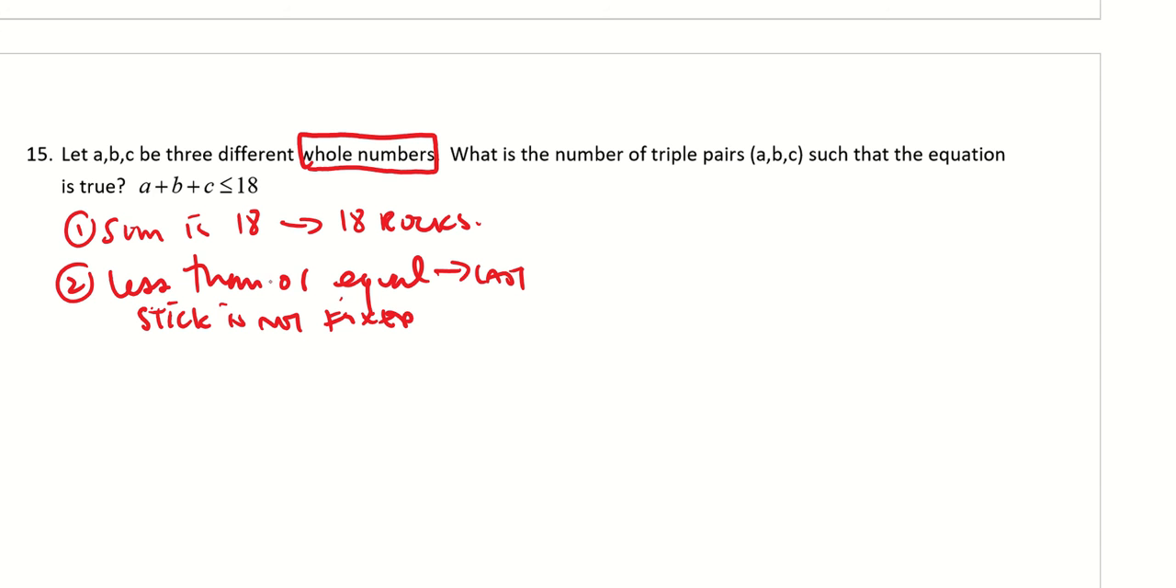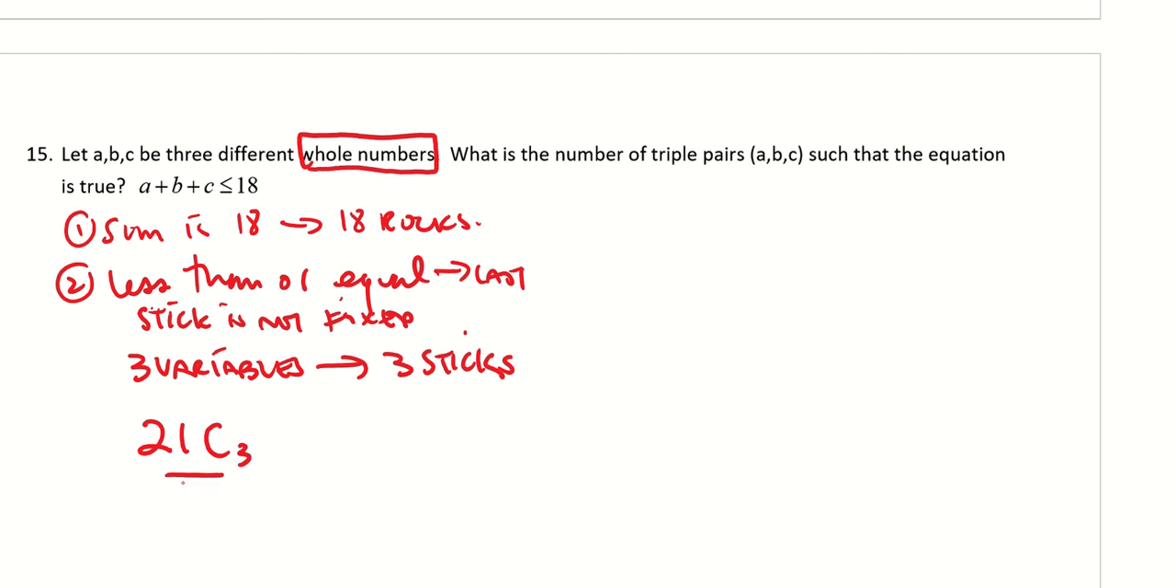So what that means is, since there are three variables, you're free to move around all three variables. So that means you have three sticks. Okay, so altogether, then you'll have like 18 plus 3, so 21. Choose 3.